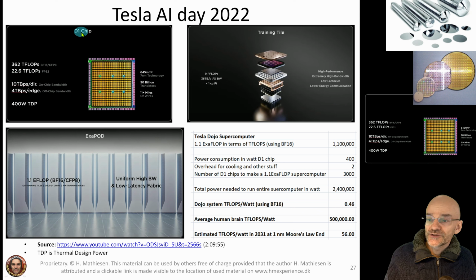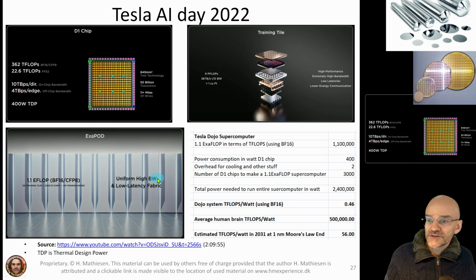So they have this D1 chip they developed that has 362 teraflops of speed using this BF16 standard. And they put that chip into a training tile, so they can fit 25 of those into a training tile. And then they get 6 petaflops. And then they stack these training tiles into cabinets or racks. And then they tie more of these racks together to form a supercomputer here that achieves 1.1 exaflop in speed.